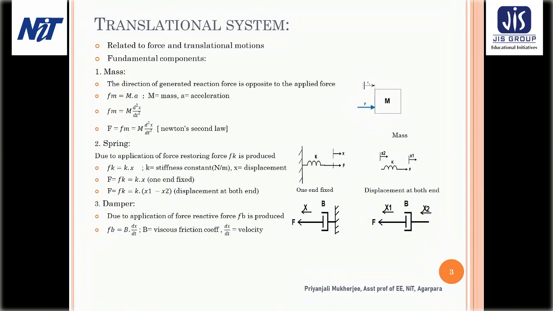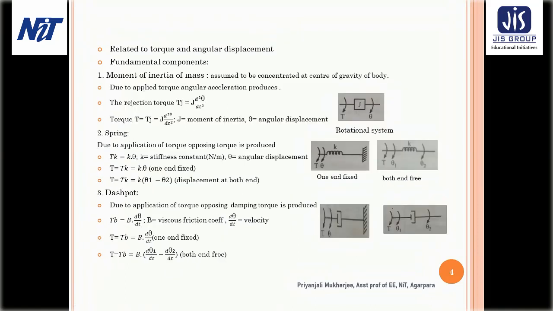So, for the one end fixed dashpot, the equation is total force equal to b into dx/dt, and for both displacements we have to consider b into (dx1/dt minus dx2/dt). So, these are the fundamental components of the translational system.